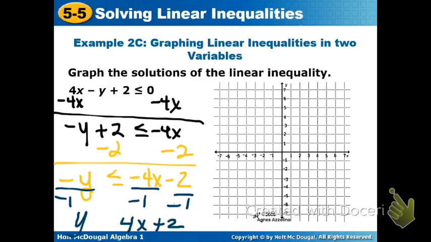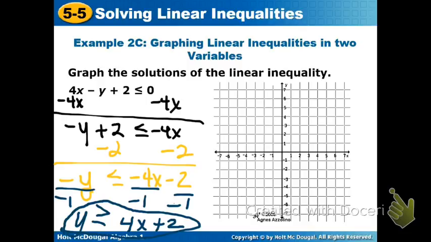Now, here's the most important part. Anytime you have to divide by that negative whatever, it could be a negative 4, negative 10, the important part is that you see it is a negative. When you divide through by a negative, you have to flip the inequality symbol. So it now looks this way. This right here is what you're graphing. y is greater than or equal to 4x plus 2.